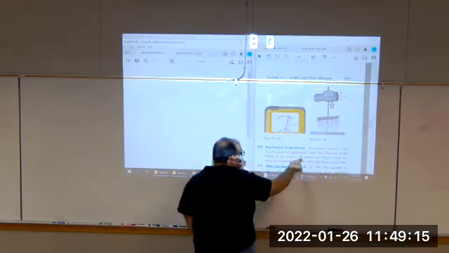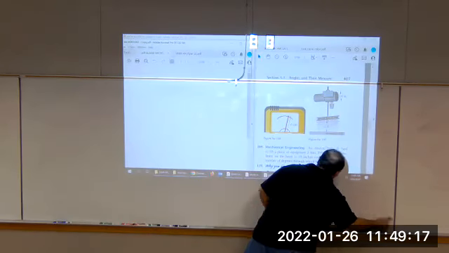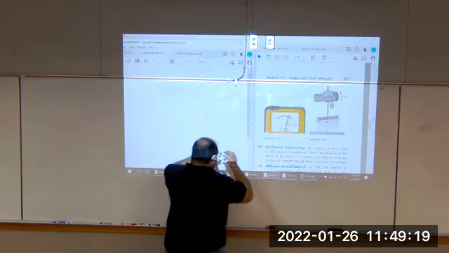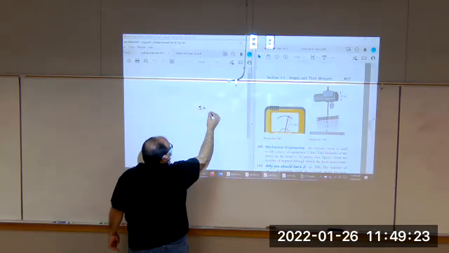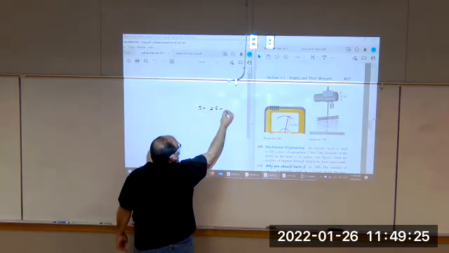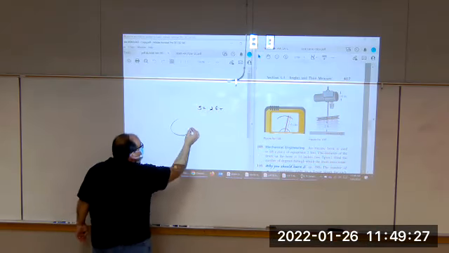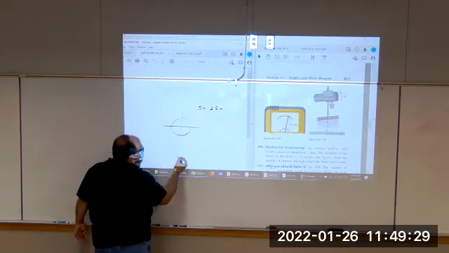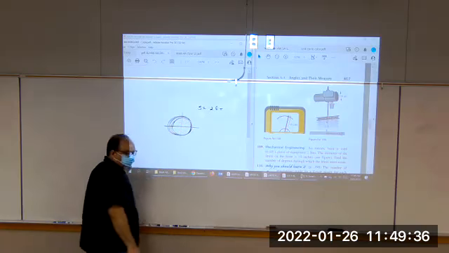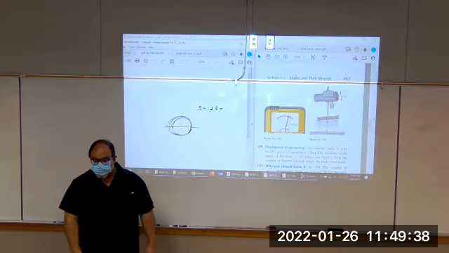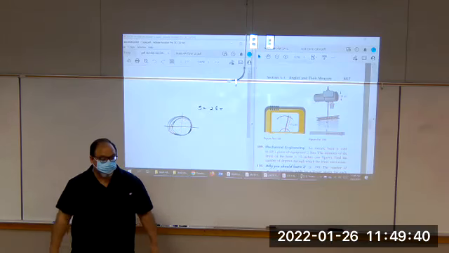The diameter is 10 inches. So what we want is the arc length to equal 2 feet. There's the drum. We want this thing to go around so we can wrap 2 feet of rope around it. We want 2 feet of rope to go around that thing.